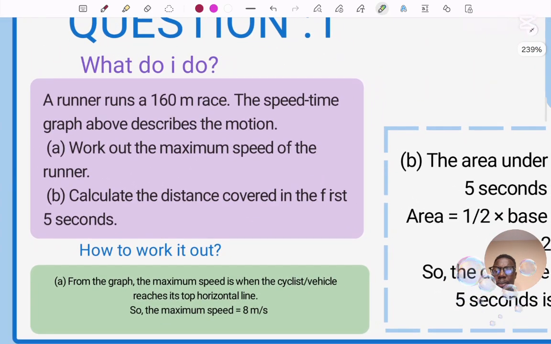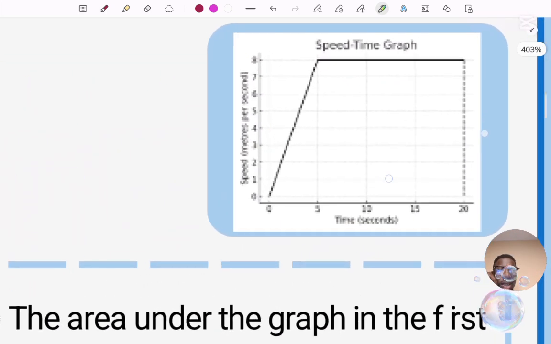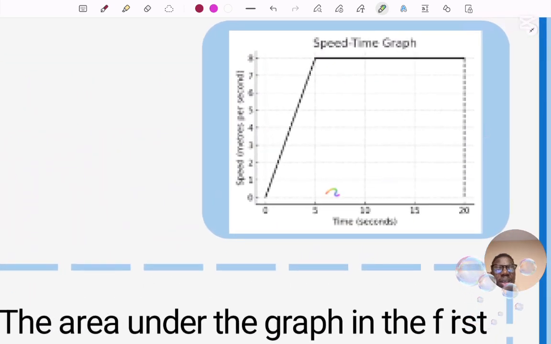which talks about calculating the distance covered in the first 5 seconds. So let's go back to the graph and look for the first 5 seconds. To get the distance covered in the first 5 seconds from the graph, we'll draw this line, match it like this, and then we'll look for the area under this triangle.